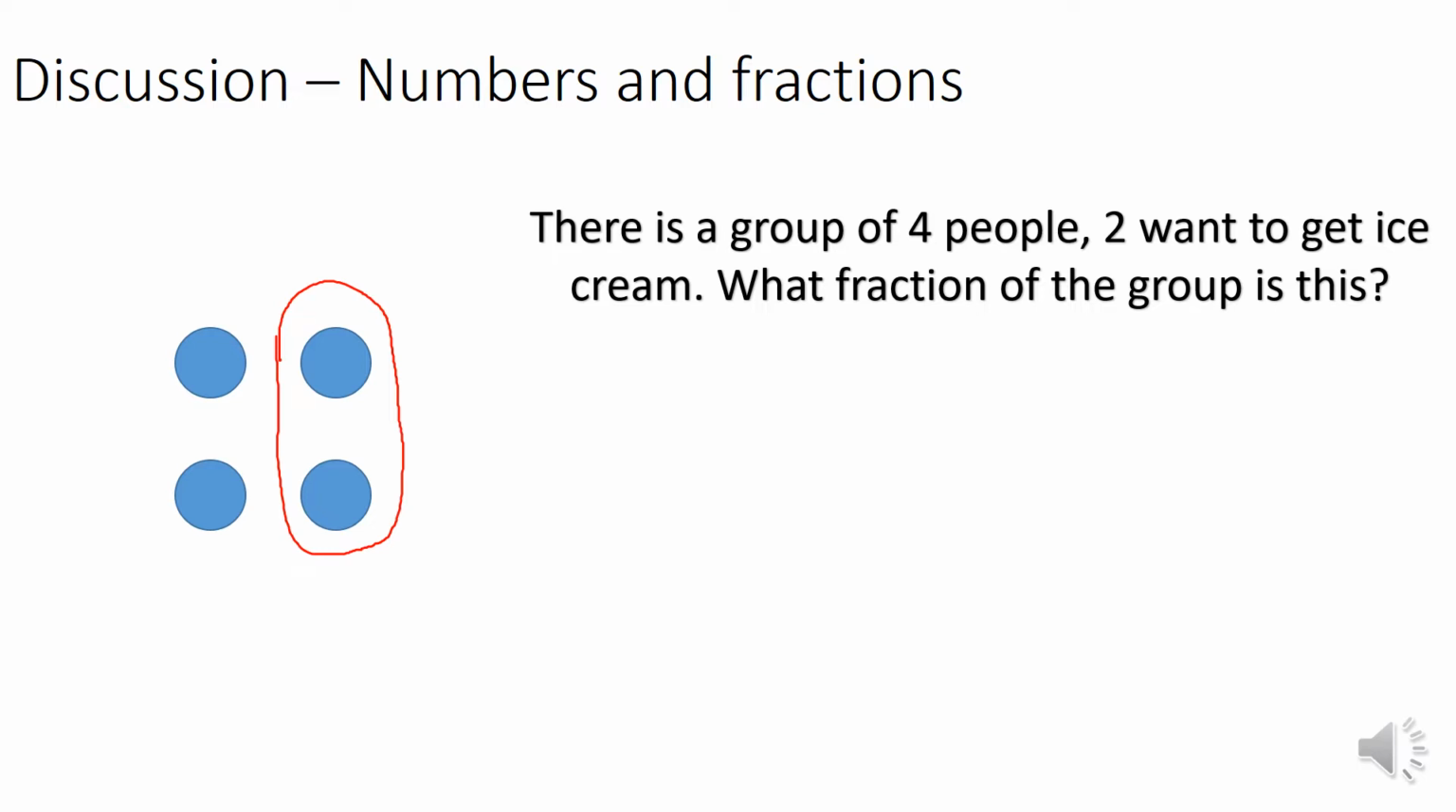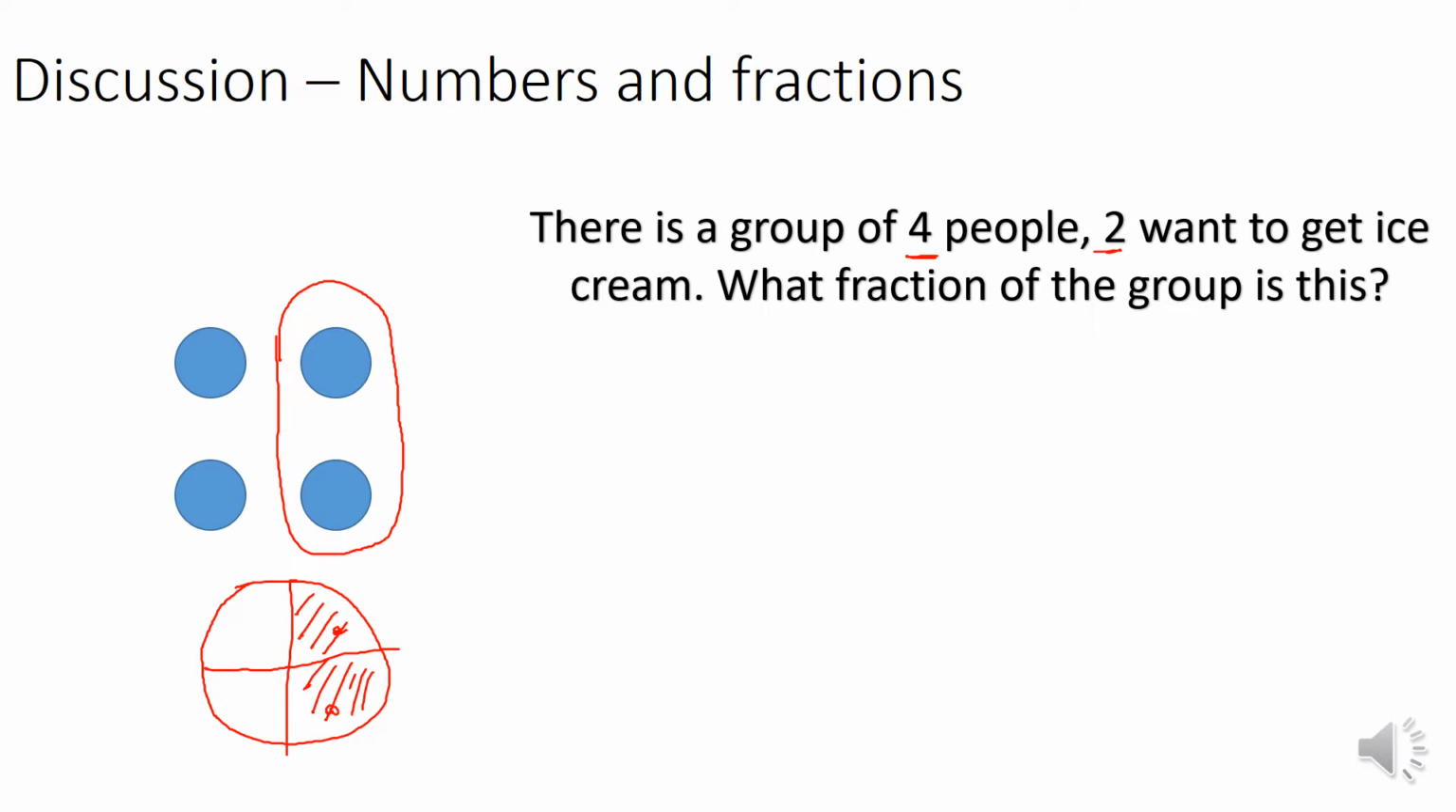Let's think about it a slightly different way. Imagine we have a circle. Our group is 4 people, so that would be split into 4. 2 of those want to get ice cream. So 2 in the group want to go get ice cream. What fraction of the group is this? We've got 2 out of the total of 4, so that is 2 out of 4.